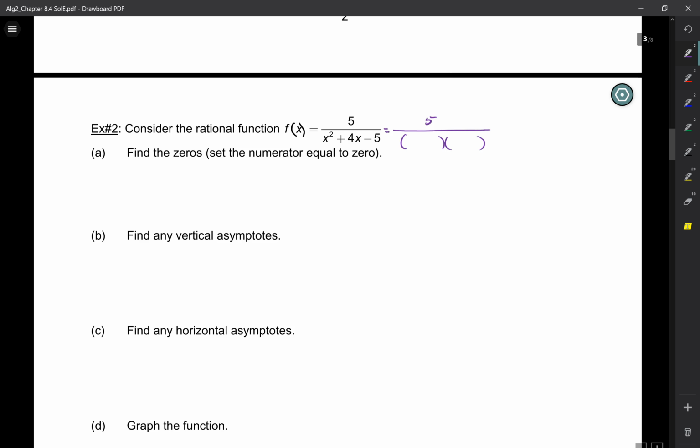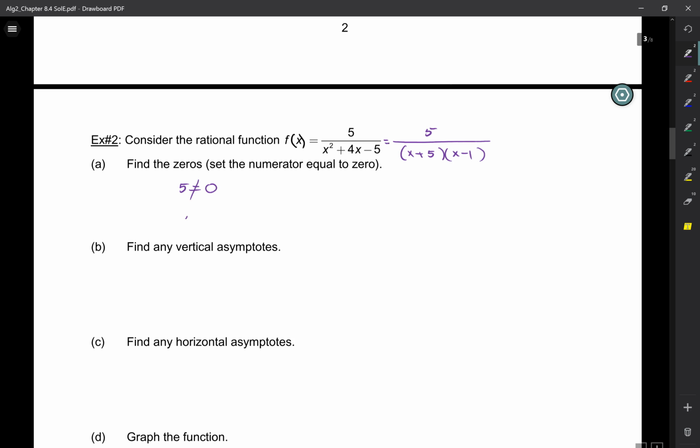So how does this factor? X plus 5, x minus 1. Now, to find the zeros, we set the numerator equal to 0. Does that work? 5 can never equal 0, so that means there are no zeros. What does that mean? Where does it cross the x-axis? It does not cross the x-axis.